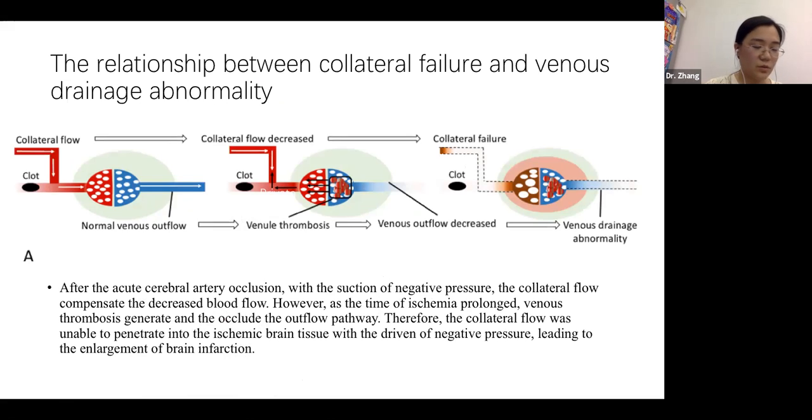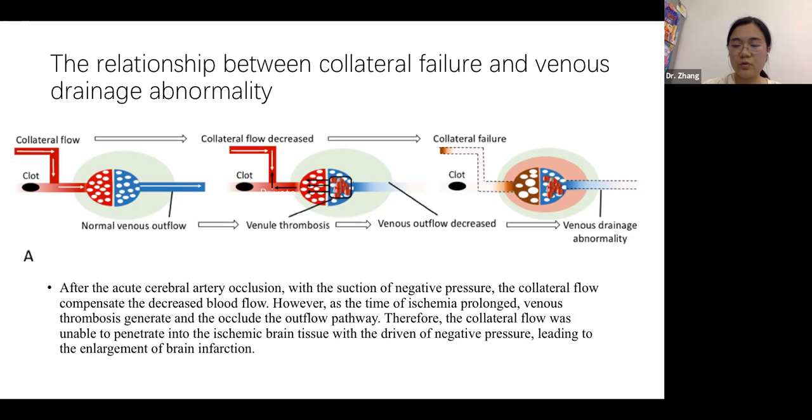From my point of view, after acute cerebral artery occlusion, with the suction of negative pressure, the collateral flow comes to compensate the decreased blood flow. However, at the time of ischemia, a prolonged venous thrombosis generates and occludes the outflow pathway. Therefore, the collateral flow is unable to penetrate into the ischemic brain tissue with the drive of negative pressure, leading to the enlargement of brain infarction.